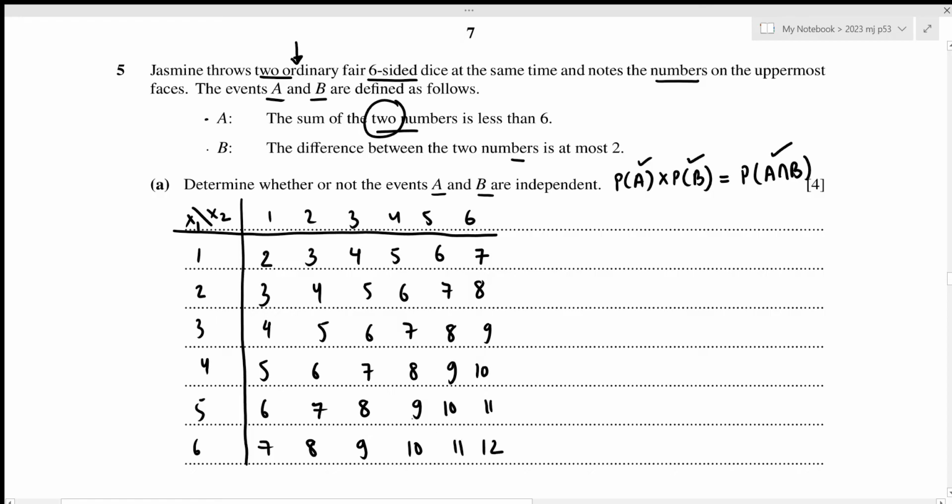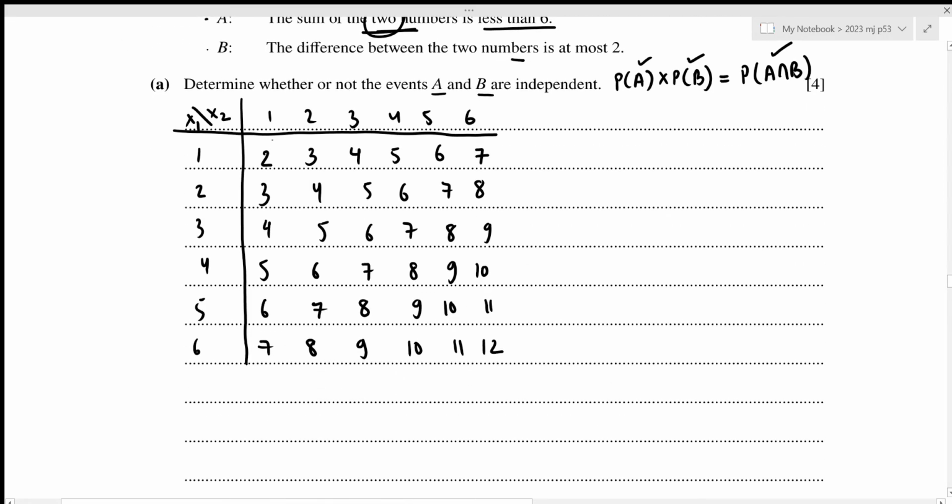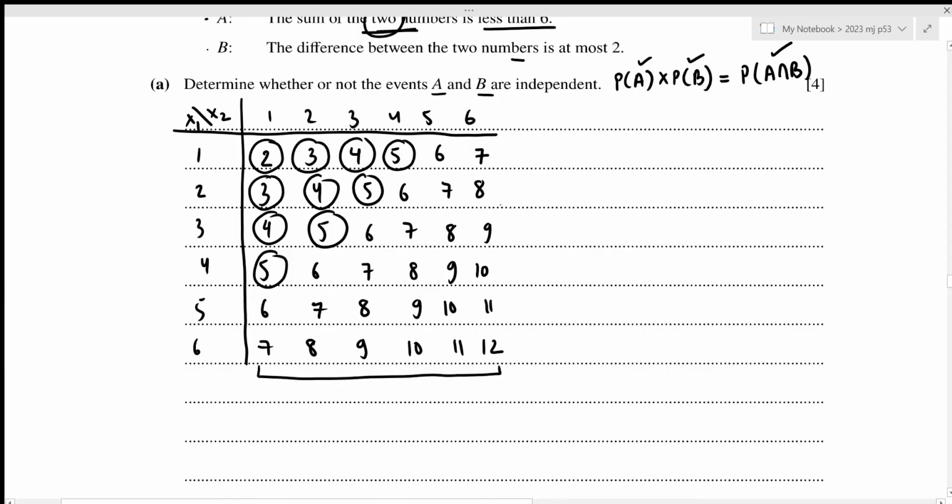These are the sums. And for event A, what we're looking for is the sum of two numbers less than 6. So less than 6 in this case is 1, 2, 3, 4, 5, 6, 7, 8, 9, 10. And remember all of these possibilities, we have 6 times 6. So the total possibilities are 36, which means the probability of A is just going to be 10 out of 36. Because out of these 36 possibilities, 10 matches the criteria for event A.